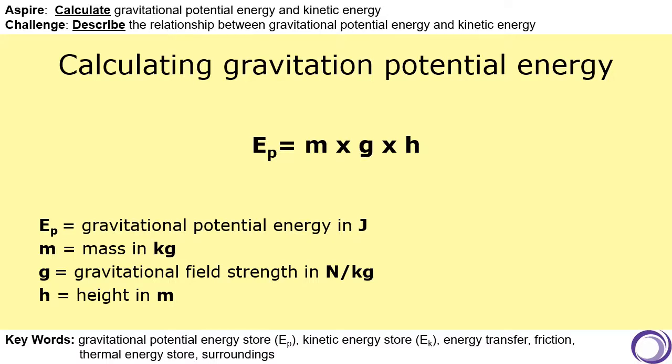M is the mass of the object, which is measured in kilograms. G is the gravitational field strength, which is measured in newtons per kilogram, and on Earth, g equals 9.8 newtons per kilogram. And then h is the height in meters of the object. So make sure that you've written this equation down in your books, along with what the symbols mean and the units. Pause the video if you need a bit more time to do this.